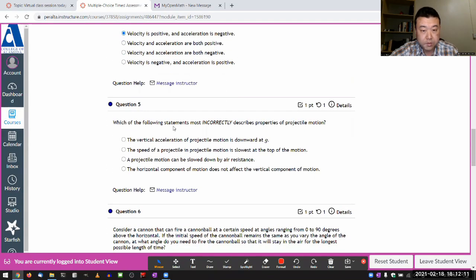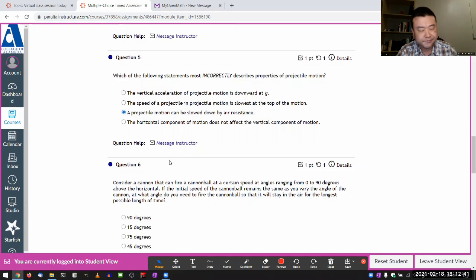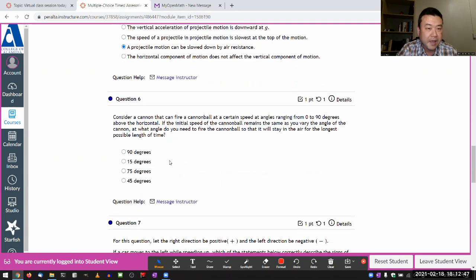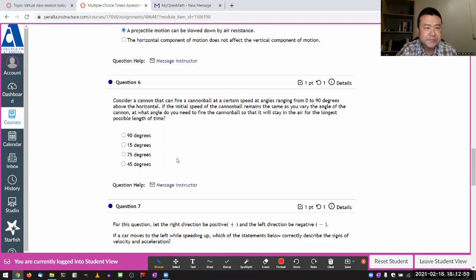Okay, which of the following statements most incorrectly describes the properties of projectile motion? Okay, that's correct. Speed of the projectile is slowest at the top of the motion. Seems reasonable, so probably correct. This is one of those definition things. If something is undergoing projectile motion, then by definition, air resistance should be negligible. If it wasn't negligible, you shouldn't have called it projectile motion. It doesn't make a lot of intuitive sense. It's just a definition thing. And I guess you can also do it by process of elimination.